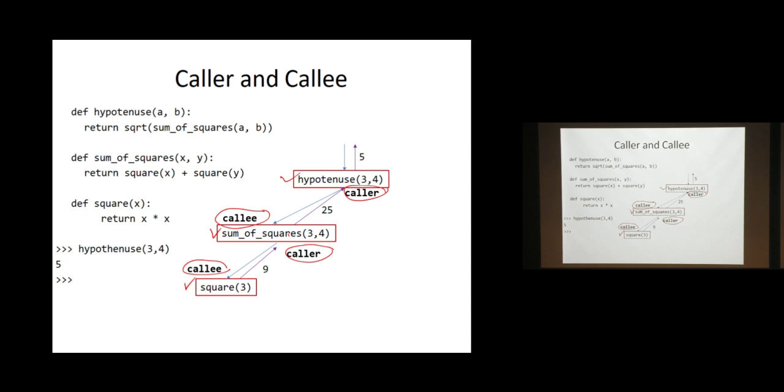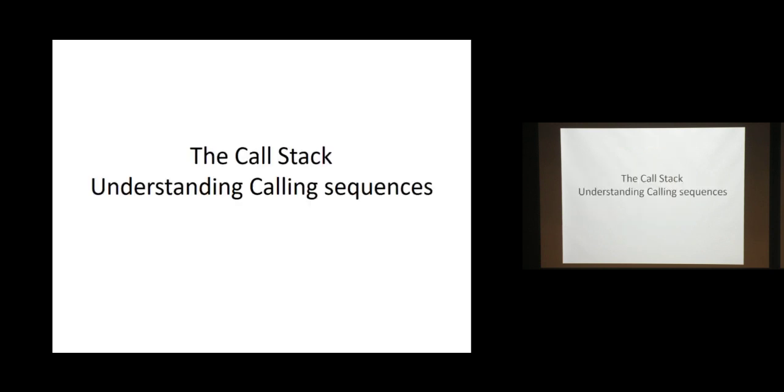Callee is not the argument. Callee is the function that you call. Sum of square is calling this thing. So sum of square is the caller, and square x is the callee. Because I'm calling square of x, square of x is the callee, and I'm the caller. Just terminology. Okay, the call stack tells you the calling sequence.